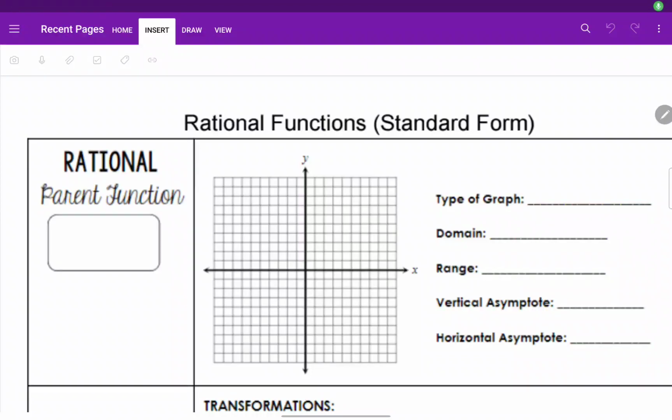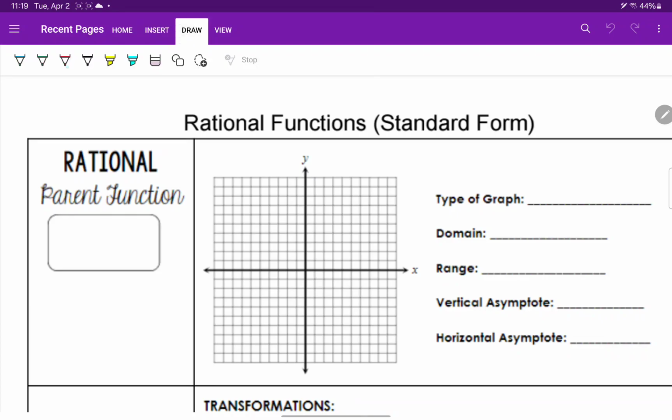So here are the notes for rational functions in standard form. Here we're going to start with the general equation of this. That general equation looks like f of x, which is really y, is going to equal 1 over x. This is one of our parent functions from the beginning of the school year.